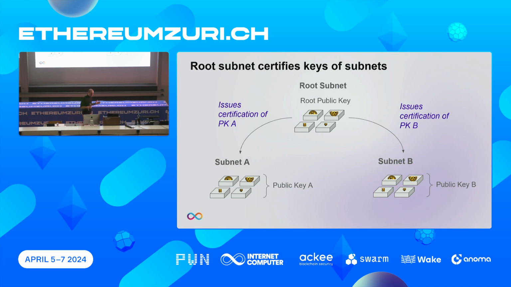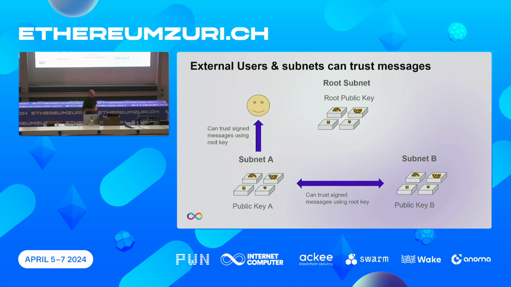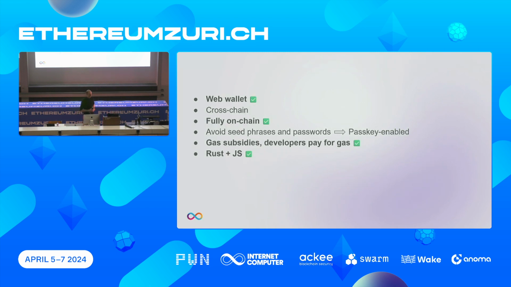So what this creates is a situation where messages on any subnet can be very easily verified, and not only that, but a very, very light client can validate any message on the internet computer simply by having the root public key of the root subnet and the delegation and the certificate. So that's fine. So what's the big deal with that, right?